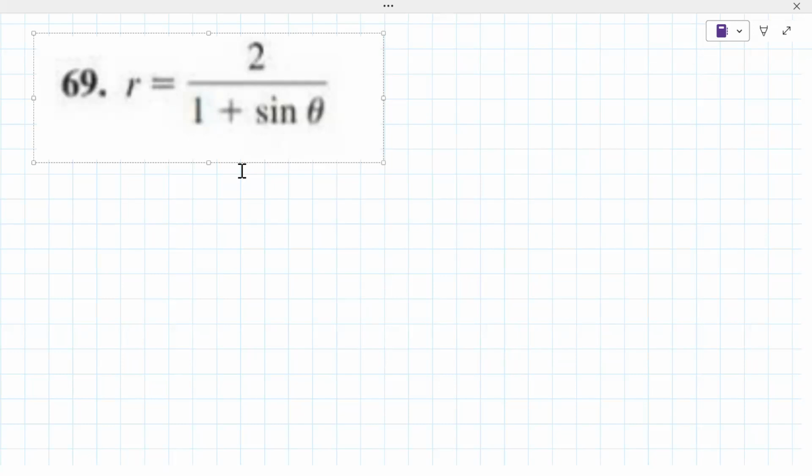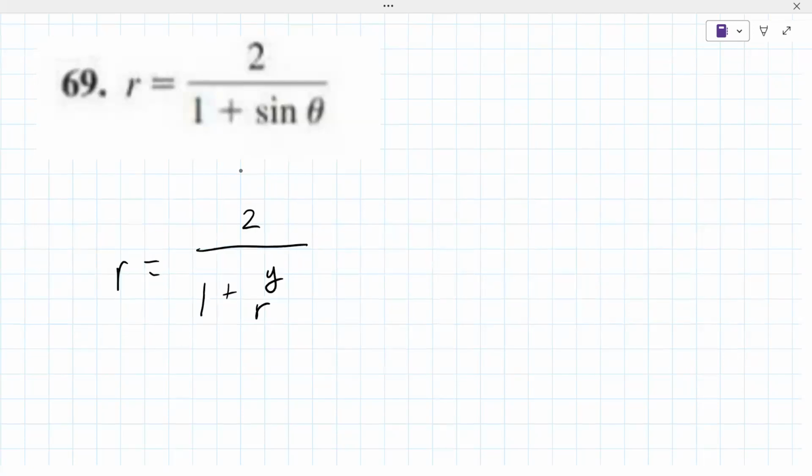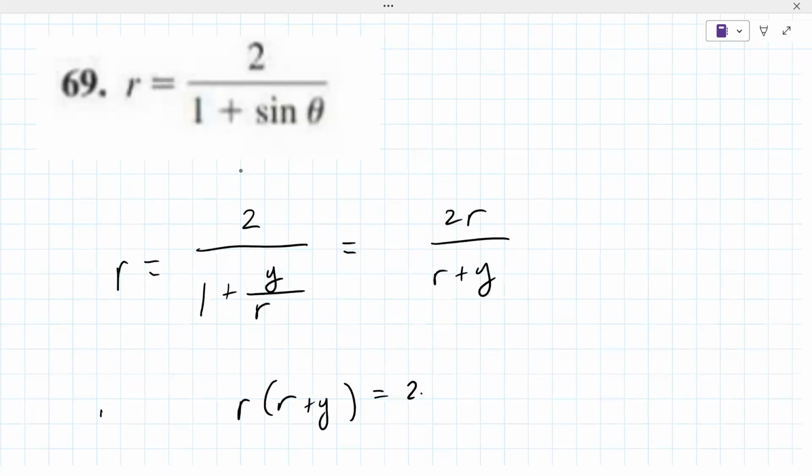I got to x squared plus y squared equals 2 minus y. And then, I mean, it's really very similar. It's 2 over 1 plus y over r. So it ends up being 2r over r plus y. So you get r times r plus y equals 2r. Is that what you meant?